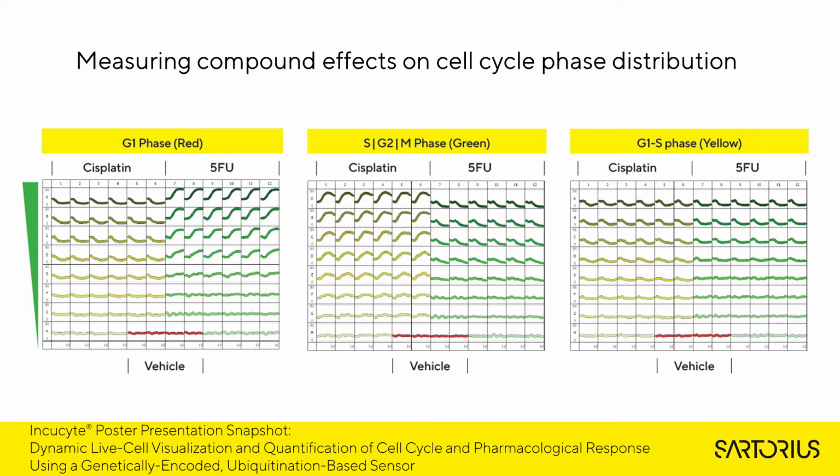Vehicle-treated cells are in row H. These microplate views illustrate the concentration and time-dependent effects on cell cycle over 30 hours. Specifically, the 5-FU data illustrates the expected increase in red classified cells, whereas the cisplatin illustrates an increase in green.